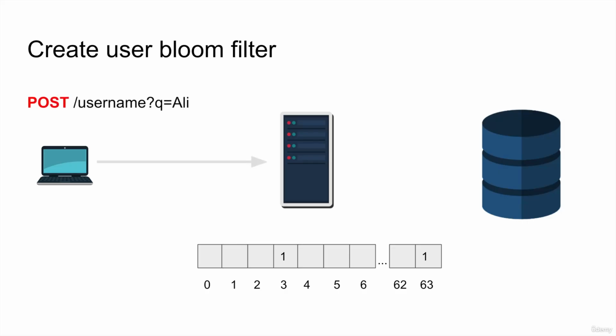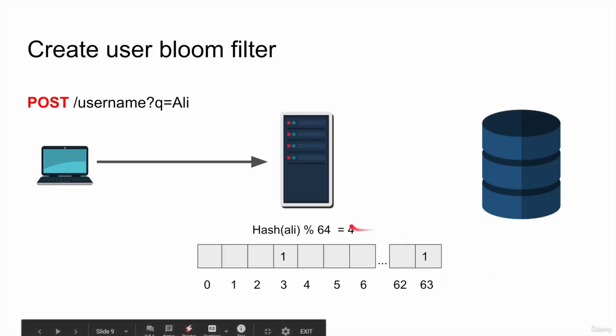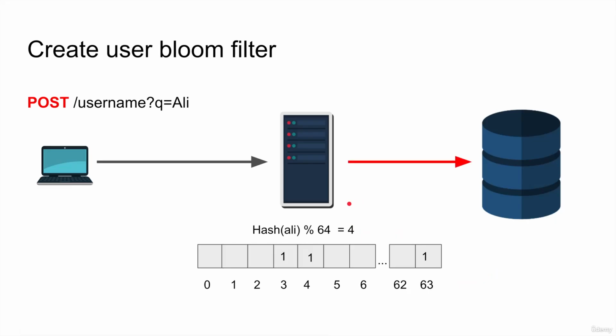Let's take another user, Ali. So hash Ali and get mod 64. You're going to get bit number 4 in this case, and you're going to set that bit. And then obviously write to the database. All right, guys, so that's essentially the Bloom filter in a nutshell.